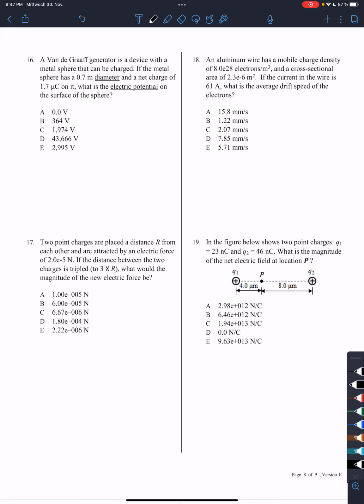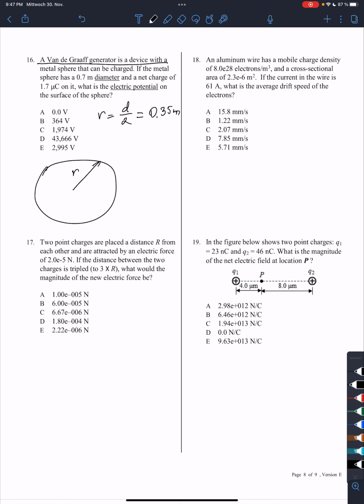Okay, so we are given the Van der Graaf generator. Essentially we have a thin metal shell. It has some radius. The radius is not given. What is given is the diameter, and the radius is the diameter divided by 2, right? So the radius is 0.35 meters in this case.